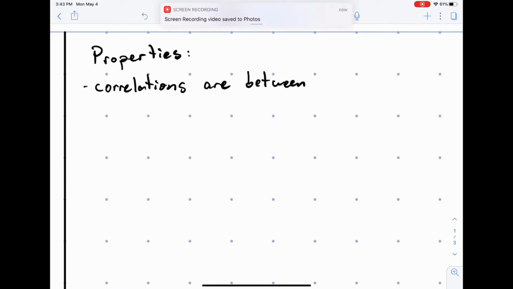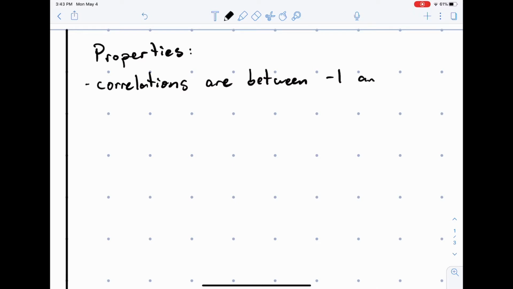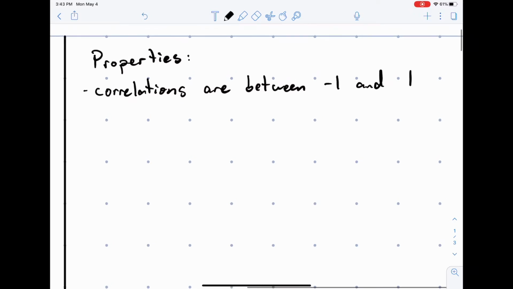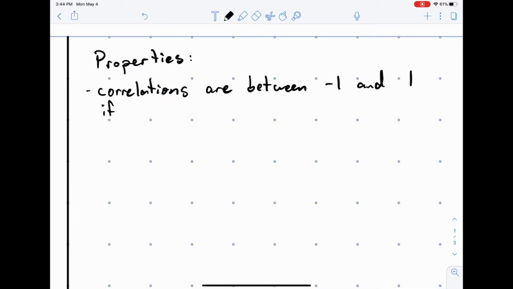Here are some properties of the correlation coefficient that you might find useful. First off, they're between -1 and 1, where if it's 1, it implies an exact linear functional relationship between x and y. That is, y equals ax plus b for some values of a and b where a is positive.